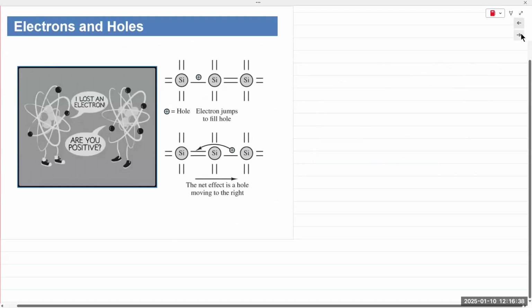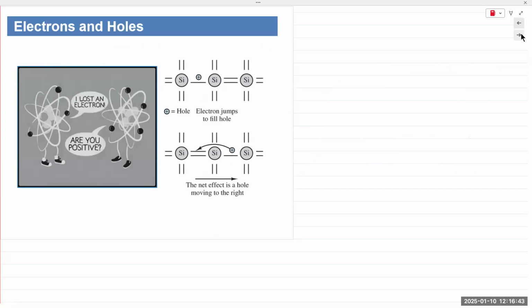So what happens when an electron moves out? It leaves behind an empty spot, right? These are the bonds. An electron moved out. And because an electron moved out, that atom, or the region around that atom, now has an extra positive charge. Okay, extra positive charge. So let's say you have these spots in the lattice structure.